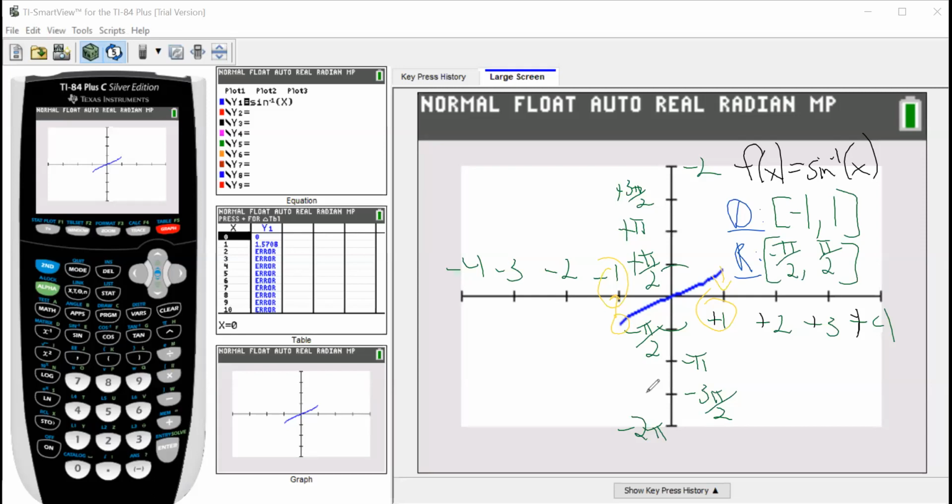What I want for you to do after this video ends is to graph inverse cosine and inverse tangent on your own calculator and use that to determine the domain and range of those functions. After you finish, you can go into the textbook and double check your work.